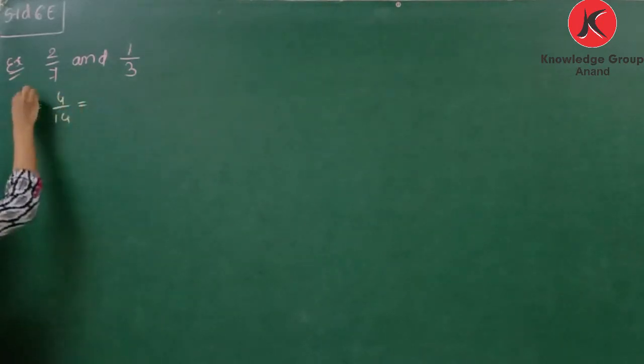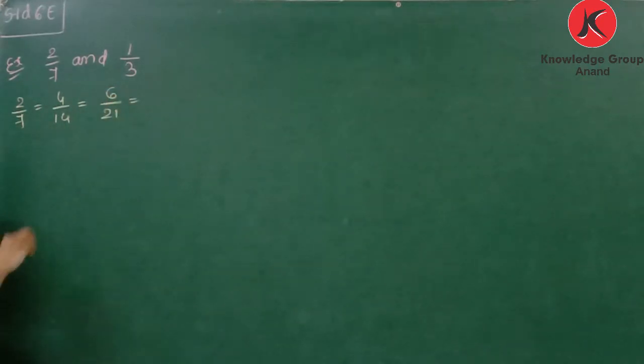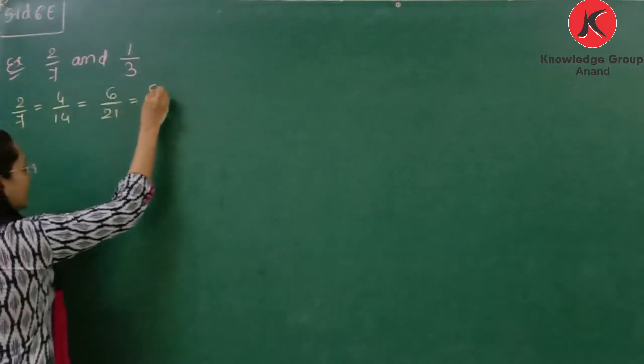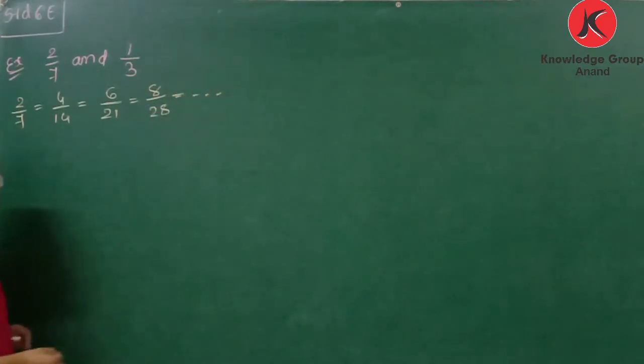Then multiply with 3 and 3. So we get 6 by 21. Then multiply with 4 by 4. So we will get 8 by 20. Likewise, we can get more fractions.